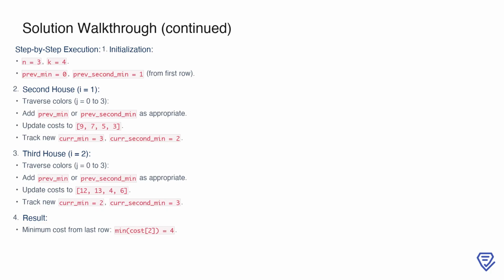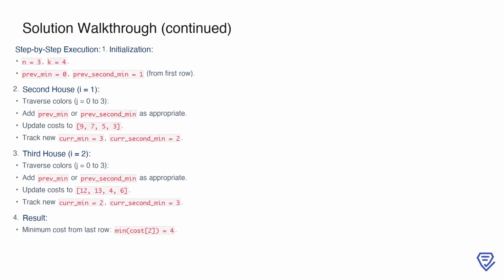After processing, the updated costs for the second house are 9, 7, 5, 3, and the new minimum and second minimum values are tracked. Then, for the third house, a similar process is followed. Using the updated costs from the second house, we calculate the new costs as 12, 13, 4, 6 for the third house, and we track the new minimum and second minimum values.